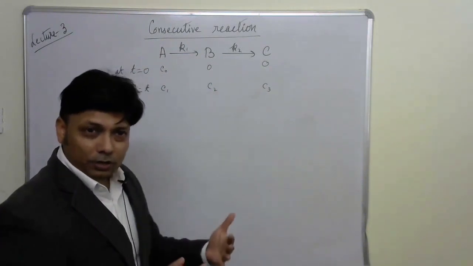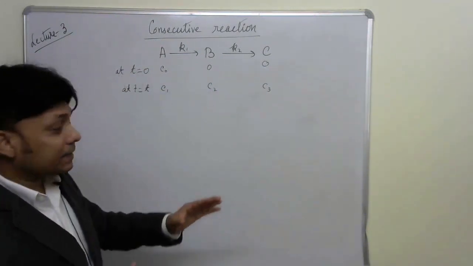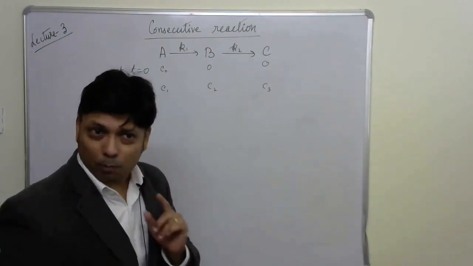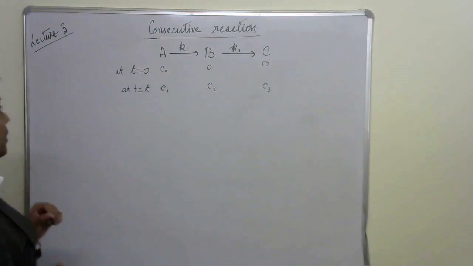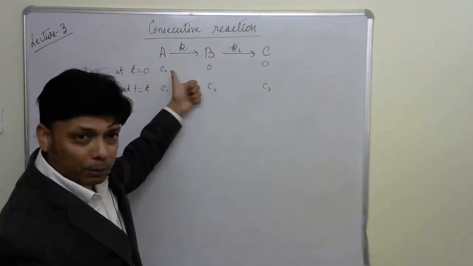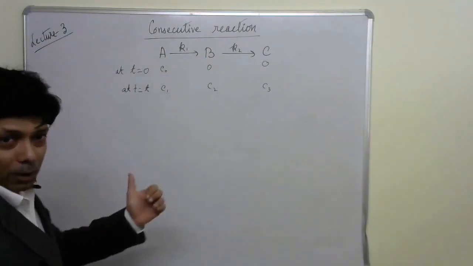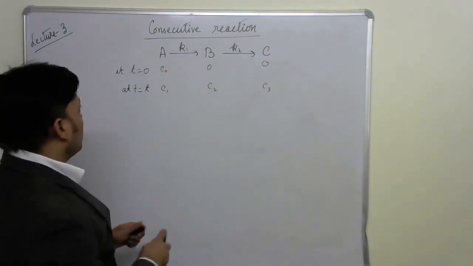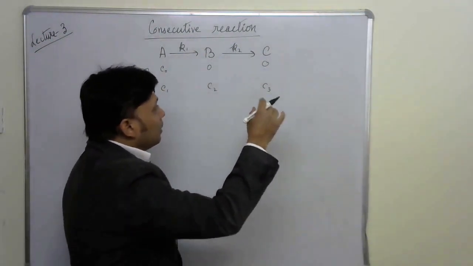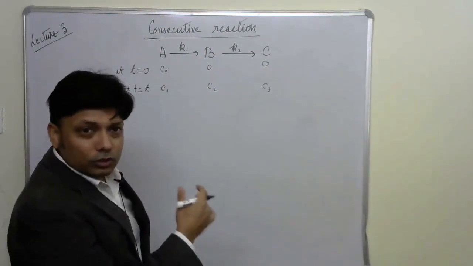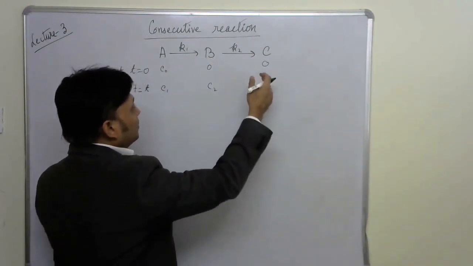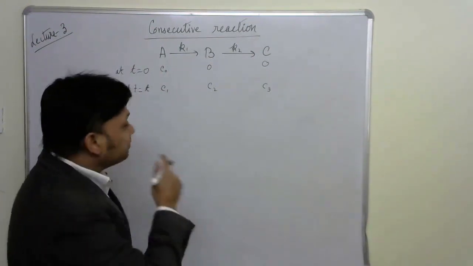So the basic consideration is that each individual step is first order, number one, and number two, that those are irreversible. That means A is only going to B and not coming back, and B is only going to C and not coming back. So therefore we will deal with this reaction in terms of the change of the concentration of the product. That means dC/dt or something like that.